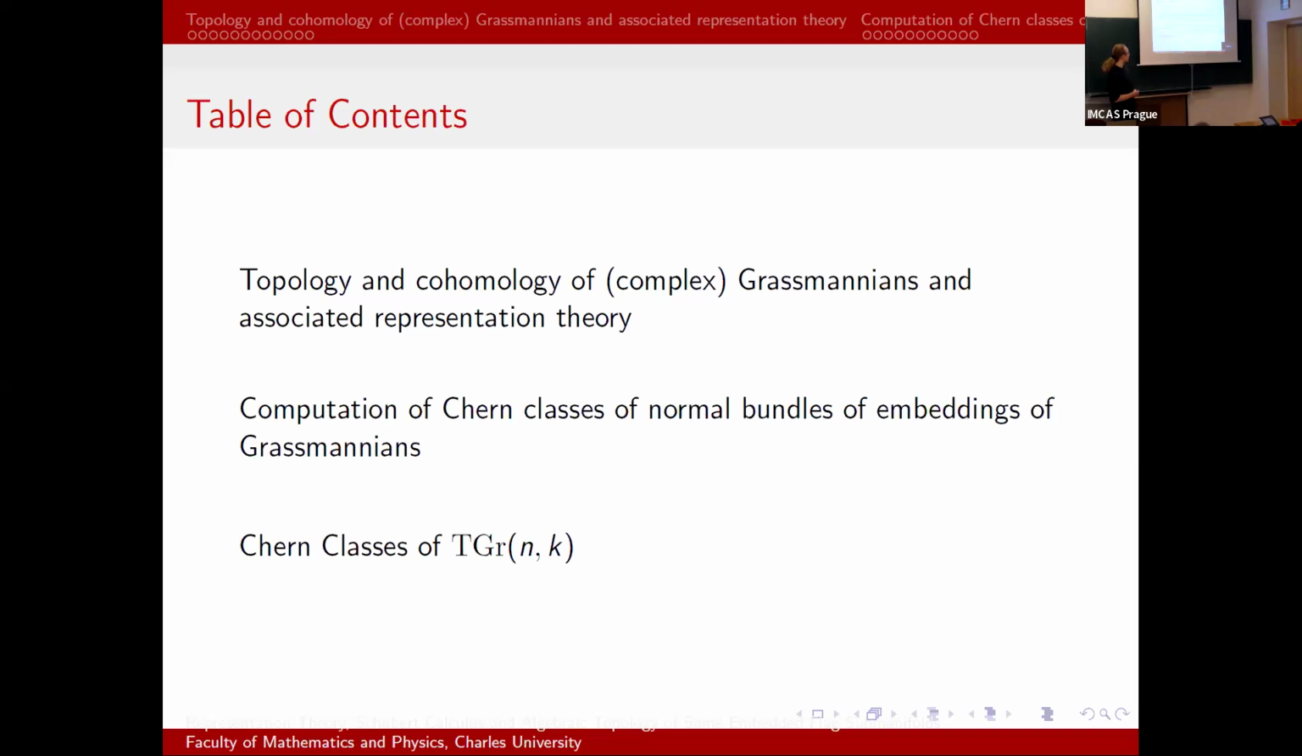Then, in the second section, I will show the process or the constructions necessary to compute the Chern classes of the bundle of iota. And if time permits, I will hopefully be able to make some remarks about how we can compute the Chern classes of the tangent bundle of the complex Grassmannian only from the knowledge of the Chern classes of the normal bundles.